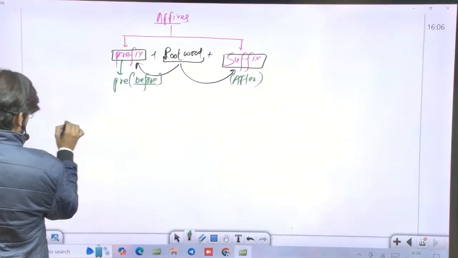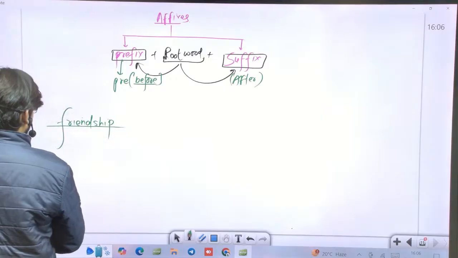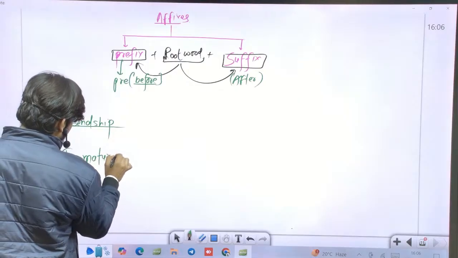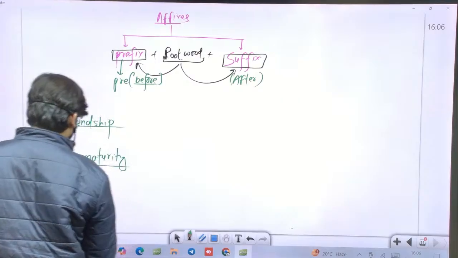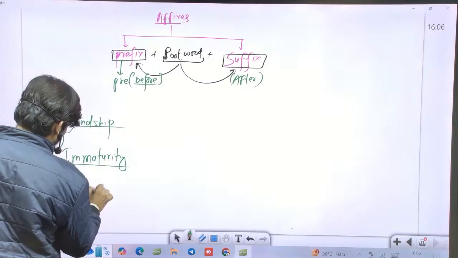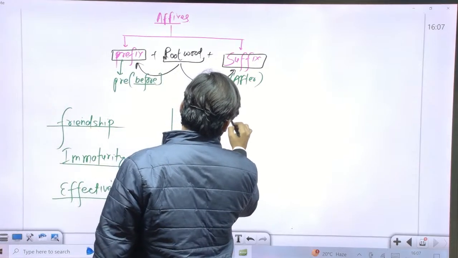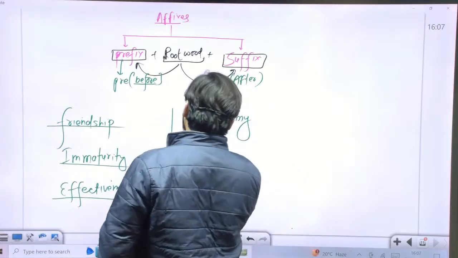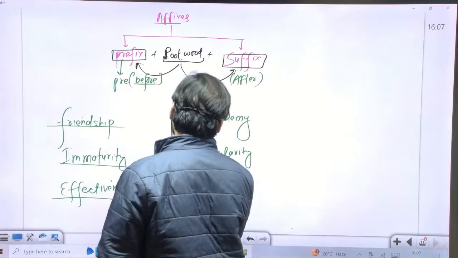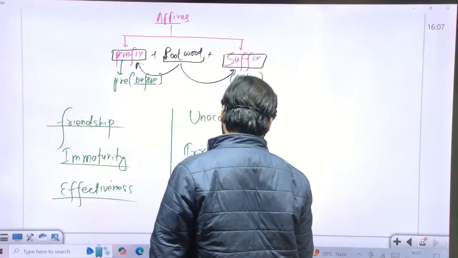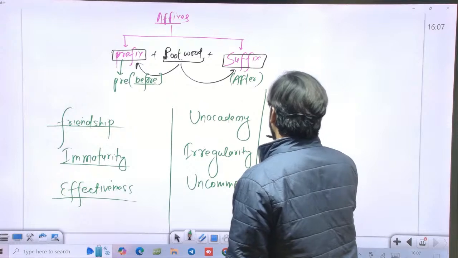Let's talk about some important things. Like I have used friendship, immaturity, effectiveness, unacademy, irregularity, uncommon, right? And so on.